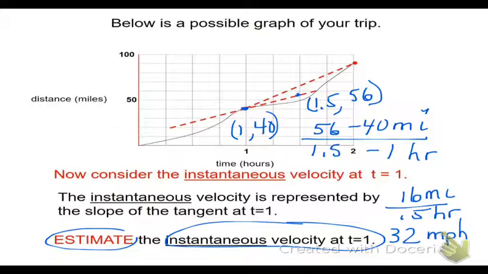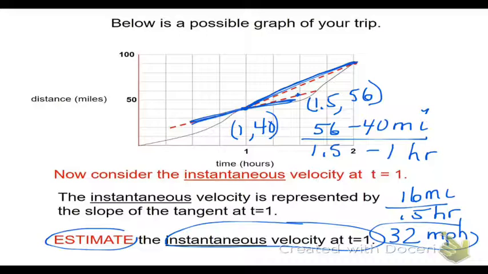So compare that. Remember, what did we get for the average rate of change earlier in this problem? We said that was 45 miles per hour, I believe. And this looks like it's not as steep, and we just estimated it to be 32 miles per hour. It seems reasonable, at least.